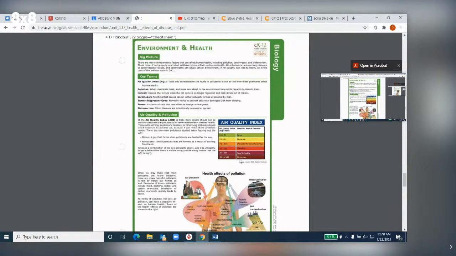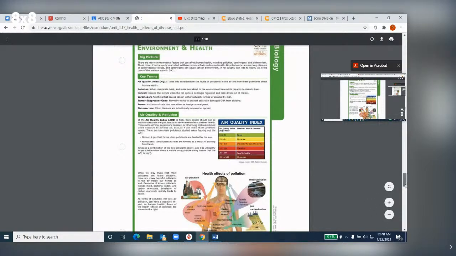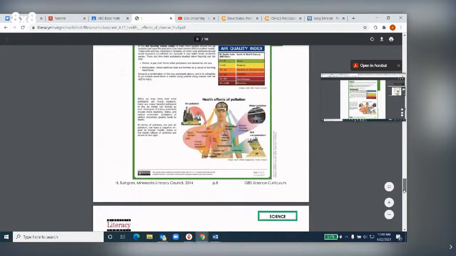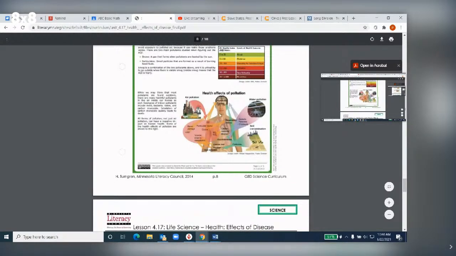The smoke from those forest fires, sometimes if you live in a valley, it kind of sits in the valley because it's a low point and the air quality gets really bad. Forest fires sometimes can cause the air quality to be really, really bad. Okay. And down here, these are the effects of pollution. And you can see air pollution, soil contamination, pesticides, water pollution.